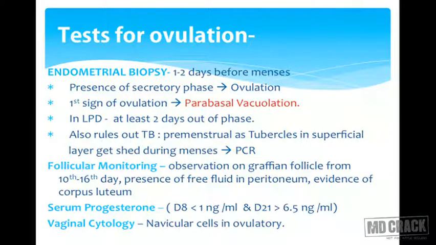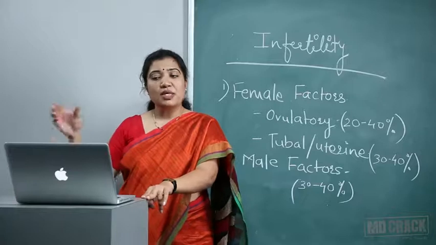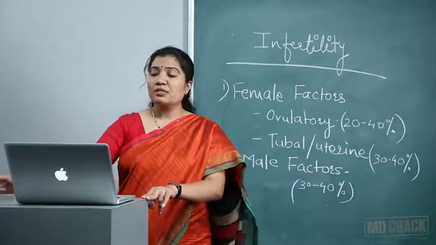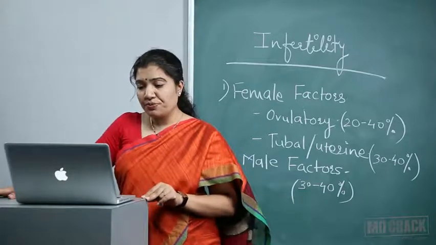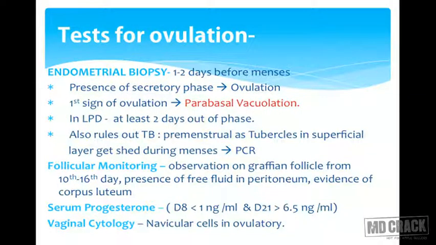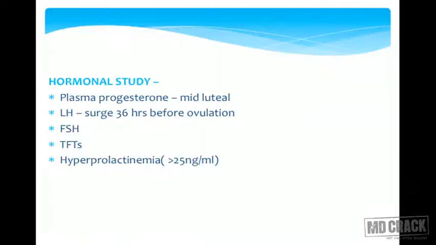Day 21, the levels would be more than 6.5 nanogram per ml. So you know that's the period when progesterone has maximum concentration. Vaginal cytology, if navicular cells are present, there is ovulation.